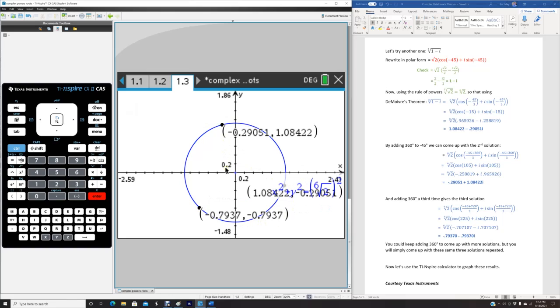and that each of these solutions is 120 degrees apart from each other. So it's kind of cool to see how this works. I hope you have some fun with it and are able to try some of your own solutions.